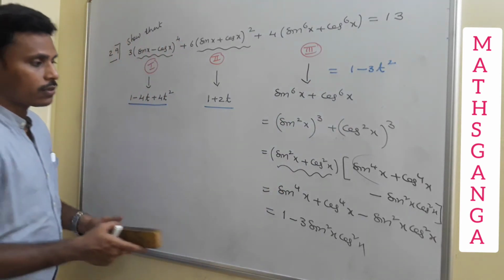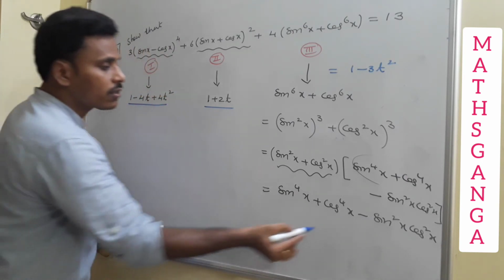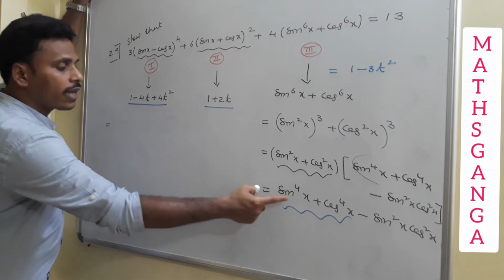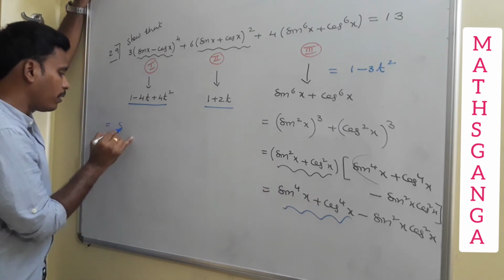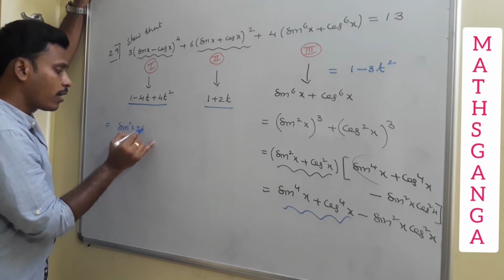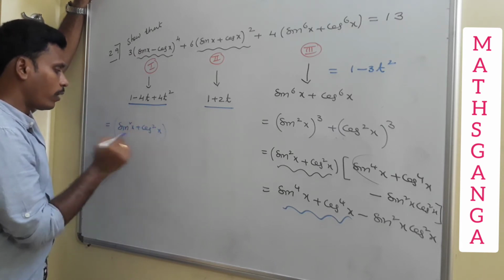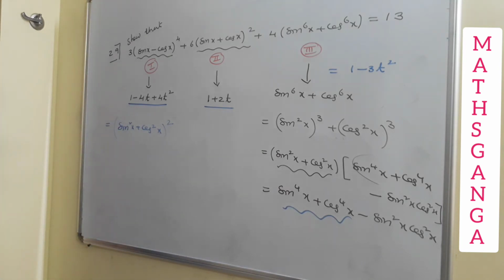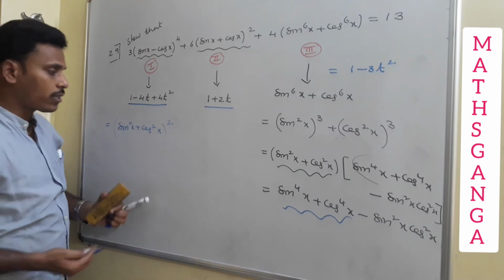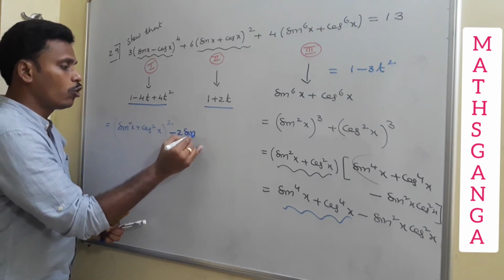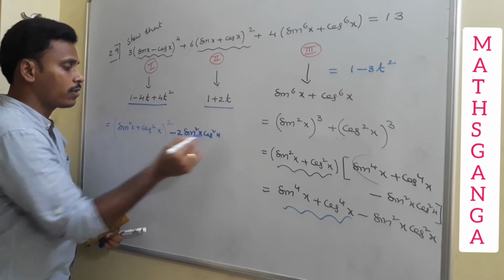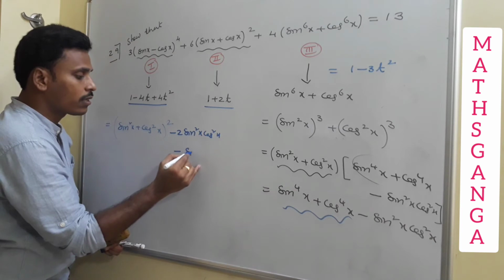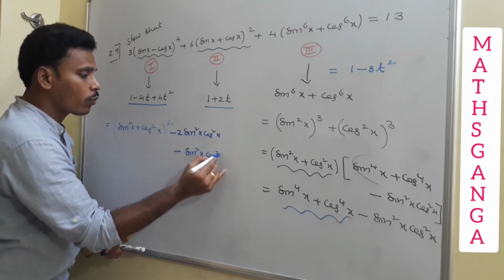Okay? So how is it? After this step, this is sin power 4x plus cos power 4x. I am continuing from there. This sin power 4x plus cos power 4x can be written as sin square x plus cos square x whole square. Sin square x plus cos square x whole square is actually what? Sin power 4x plus cos power 4x plus 2 sin square x cos square x. This is all the first two terms. I have one more term here, minus sin square x cos square x.